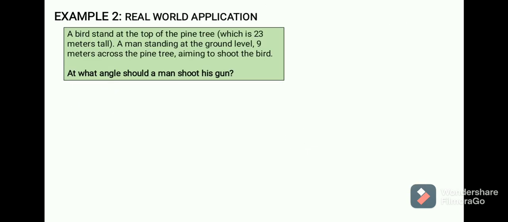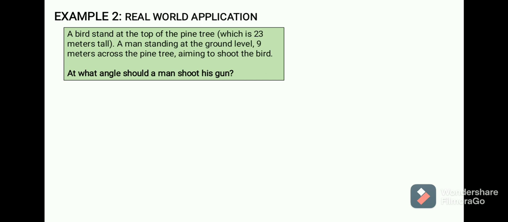So this is our example 2. The first thing to do is to understand the problem. A bird stands at the top of a pine tree, which is 23 meters tall. A man standing at ground level, 9 meters across from the pine tree, is aiming to shoot the bird. At what angle should the man shoot his gun?